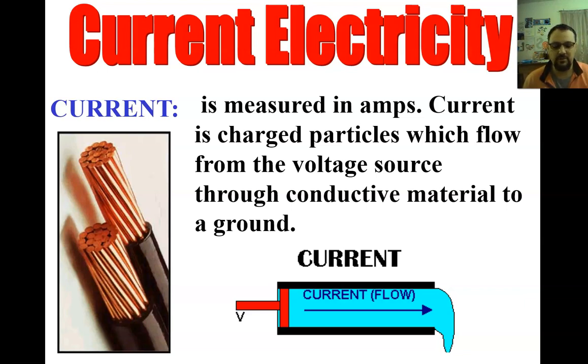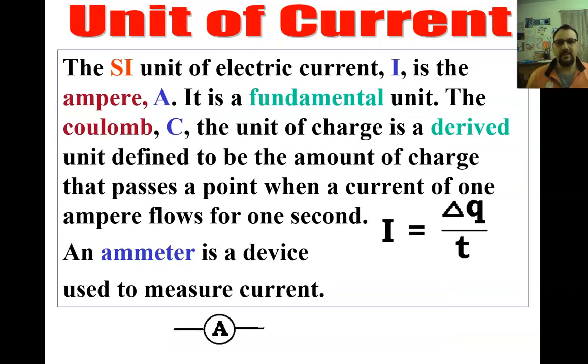And again, we're going to describe it in particular ways. Current is represented by the variable I, as you can see right here. The unit for current is the ampere, again, capital A. So I is the variable for current, A is the unit. It is a fundamental unit. It is a way of describing how many particles are moving by a certain point on a wire in a given period of time.